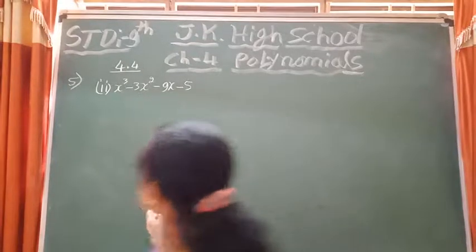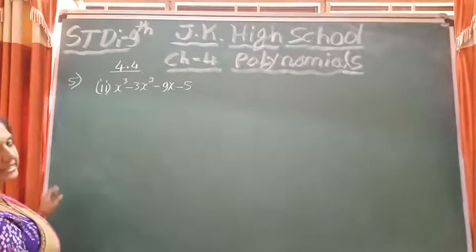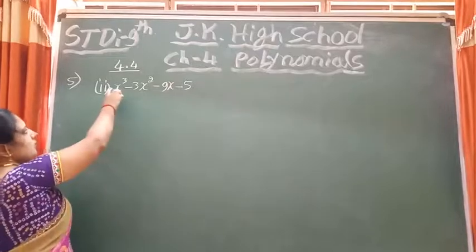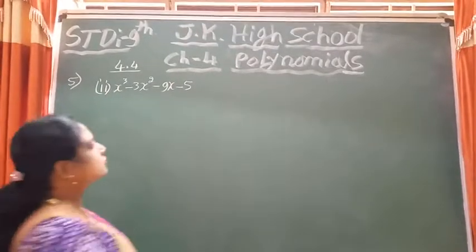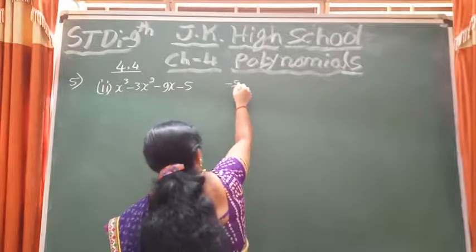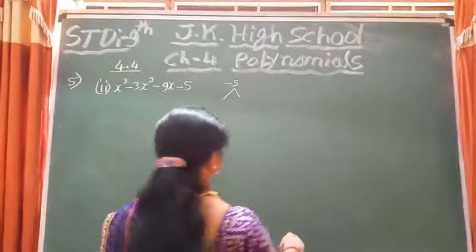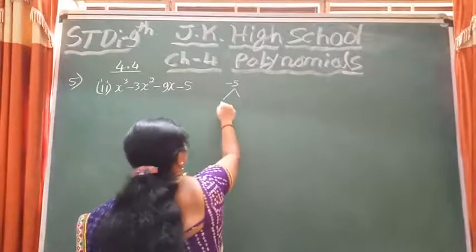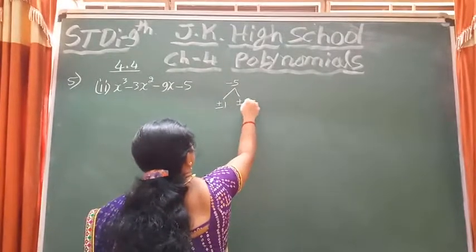Okay children, now I am going to continue with the second one. The heading is the same, factorize. You observe here 1 into minus 5. So multiply the first term and the last term, you are going to get minus 5. What are the factors of minus 5? Plus or minus 1, plus or minus 5.